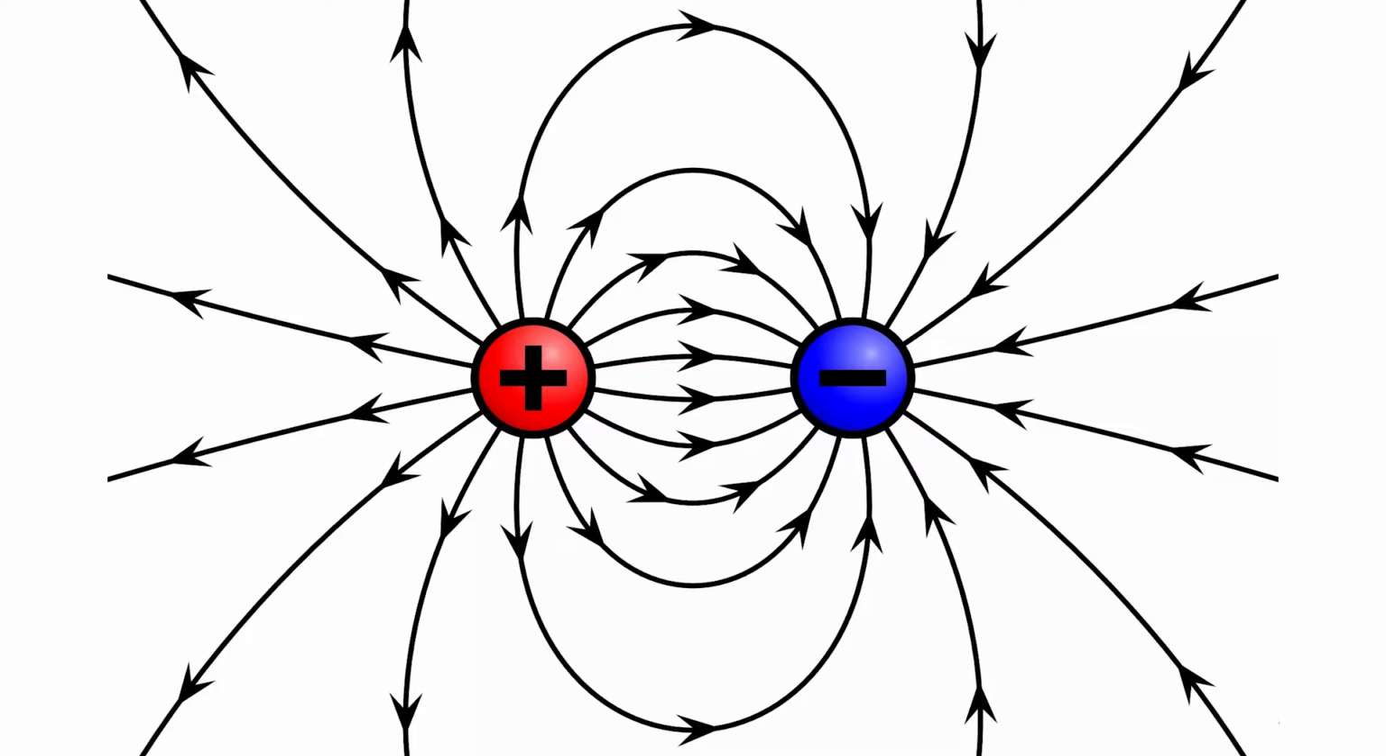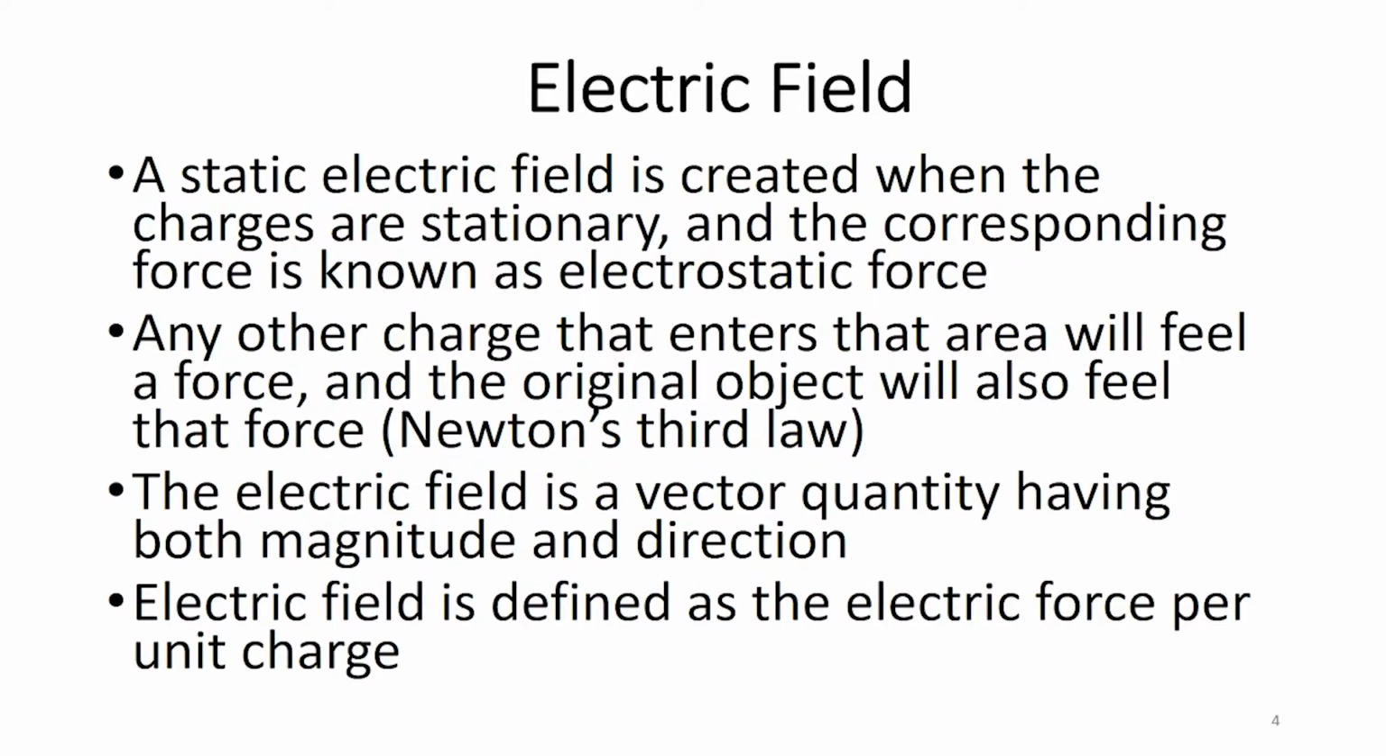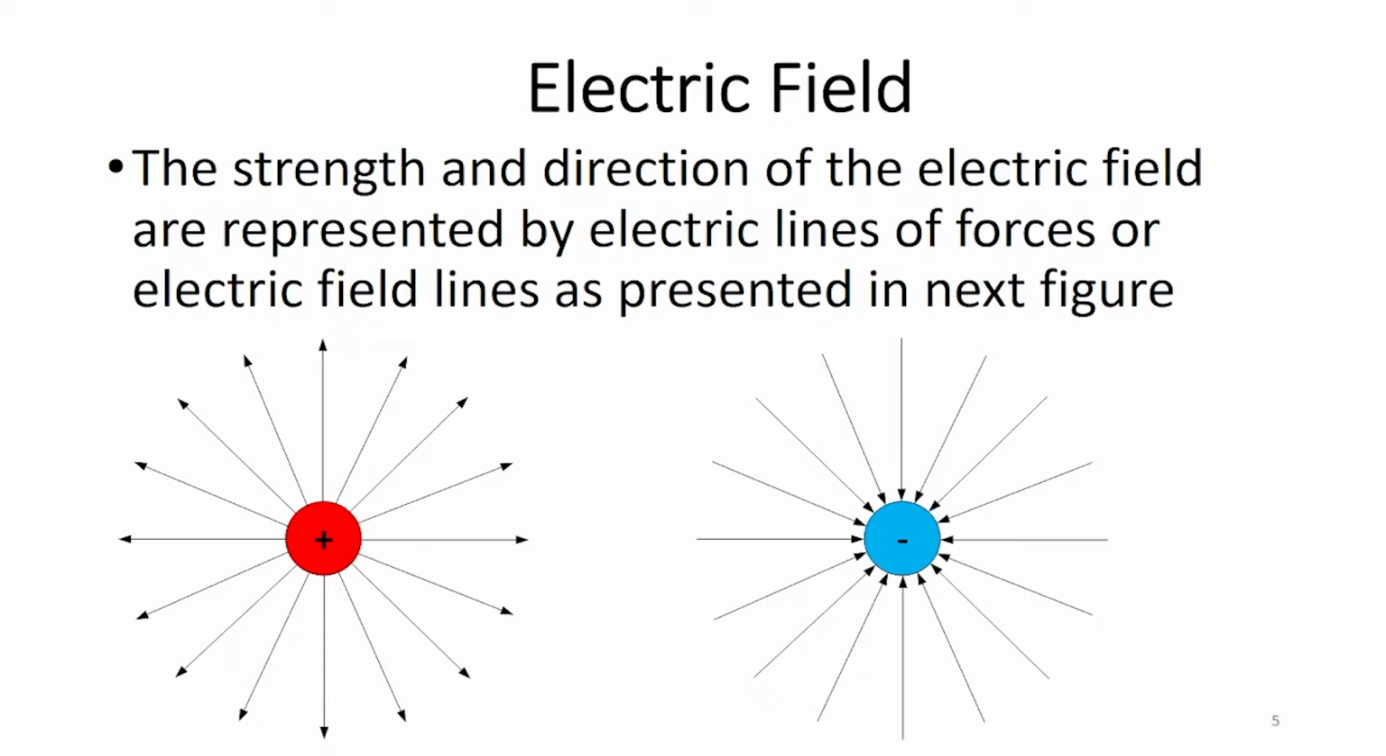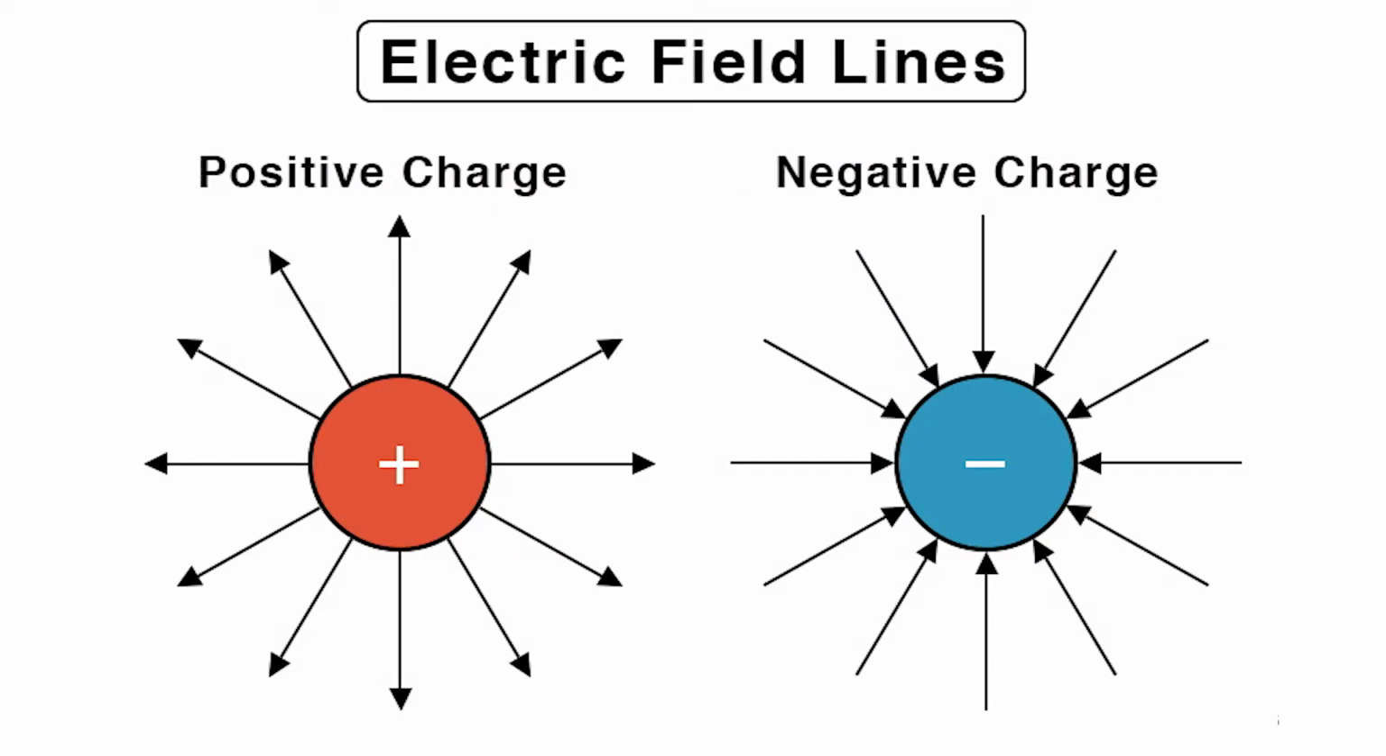The electric field is a vector quantity having both magnitude and direction. Electric field is defined as the electric force per unit charge. The strength and direction of the electric field are represented by electric field lines, as presented in the next figure, in which we can see that from a positive charge, the lines are going outwards, and for a negative charge, the lines are going inwards towards the charge. The lines are drawn with arrows to signify the direction. For a positive charge, the field lines come out of the charge. For a negative charge, the field lines move towards the charge.